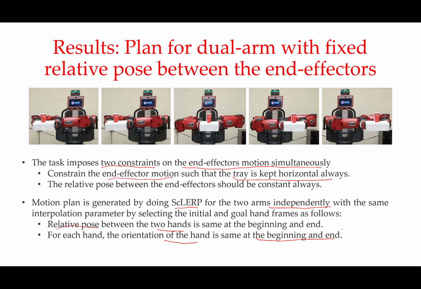Note that for planning in joint space, the search space here is 14-dimensional because each arm has 7 degrees of freedom, and each one of these constraints is a nonlinear constraint in this 14 degree of freedom space. So the planning problem in joint space is quite complicated. However, here just using screw linear interpolation and proper choice of the initial and final frames of the two hands, we satisfy both these constraints for free.